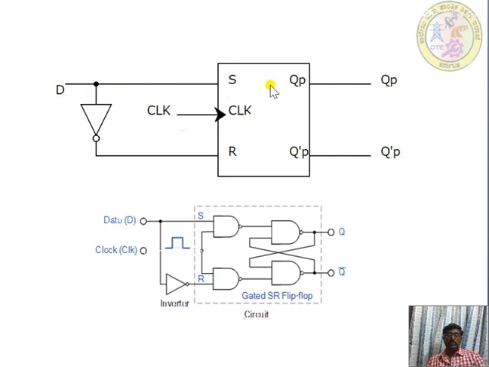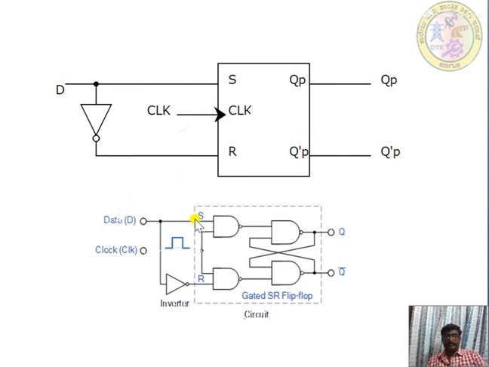So D is equal to 0, S is equal to 0, means Q will be 0. If D is equal to 1, S is equal to 1, and obviously R is equal to 0. If S is 1, then obviously Q is equal to 1. So whatever the D input is, the same will be the output. If D is equal to 0, Q will be 0. If D is equal to 1, Q is equal to 1.